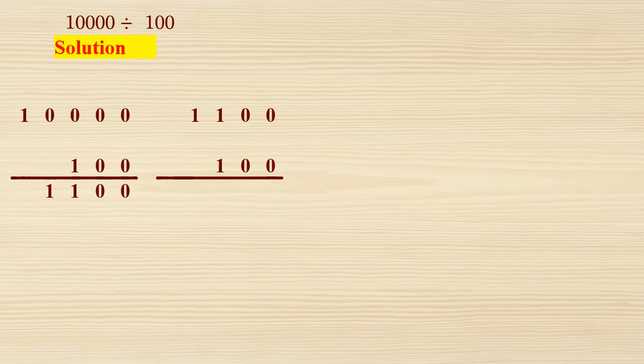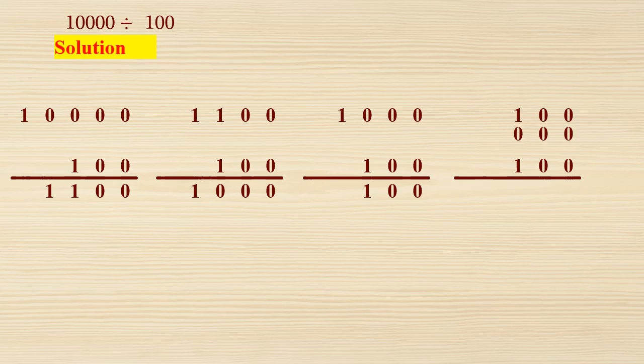So we have 1100 minus 100 again. So we have 0 minus 0 is 0, 0 minus 0 is 0, 1 minus 1 is 0. Then we are left with 1. So the result is 1000. So 1000 minus 100: we have 0 minus 0 is 0, 0 minus 0 is 0. So 10 minus 1 is 1. So the result is 100. So 100 minus 100 is 0.